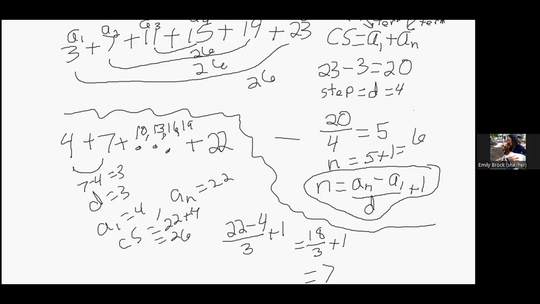So our common sum is 26. The number of terms is 7. So our total is going to be 26 times 7 divided by 2. Go ahead and make this smaller, 13 times 7. 7 times 13 is 91. I get 91. That's our total sum.